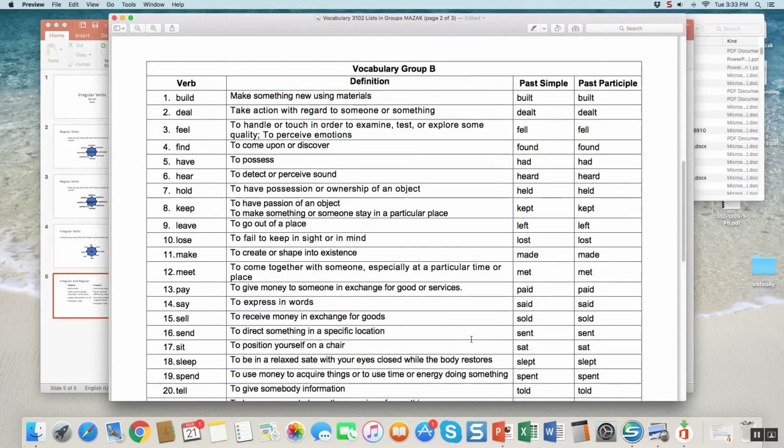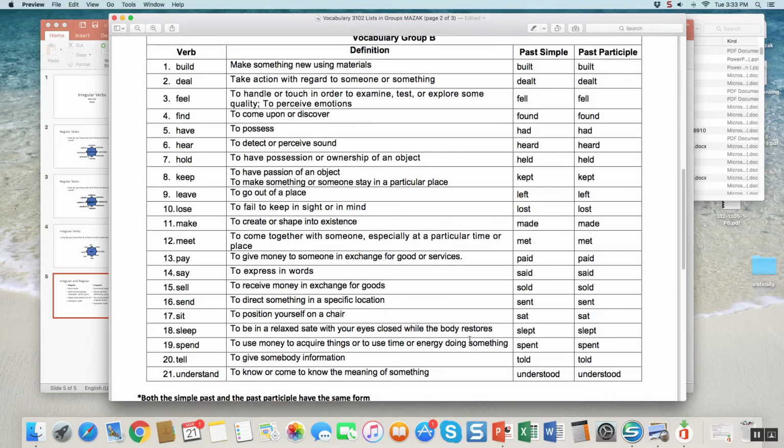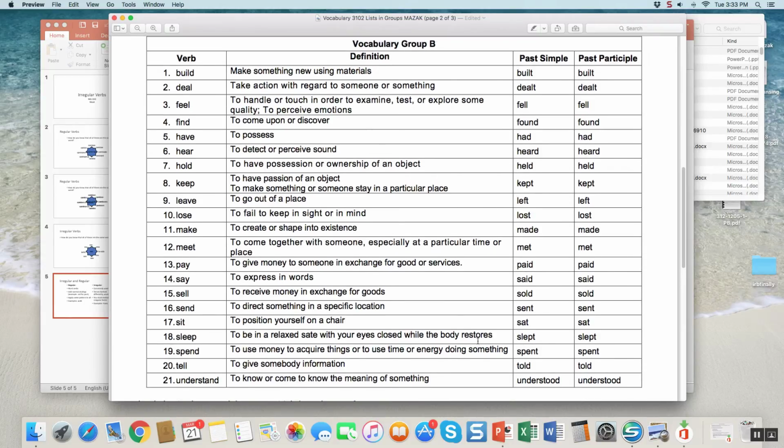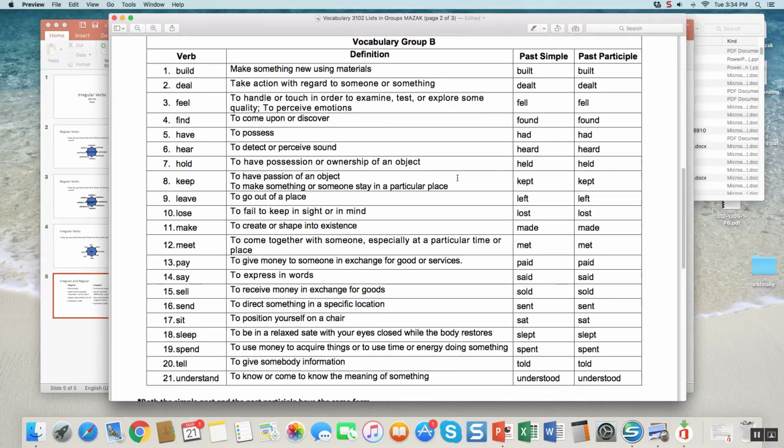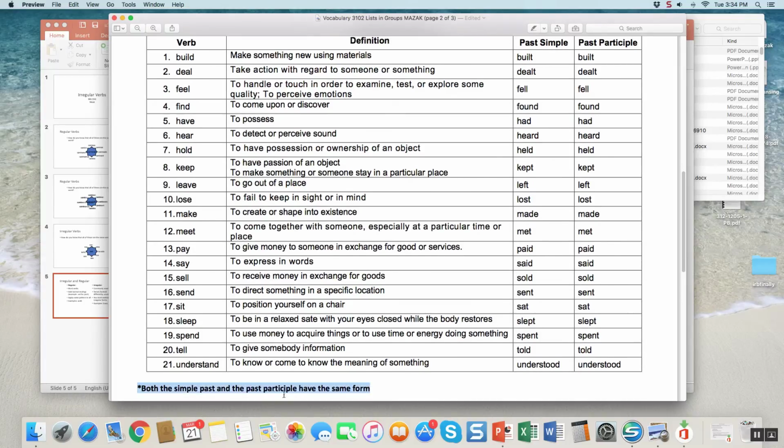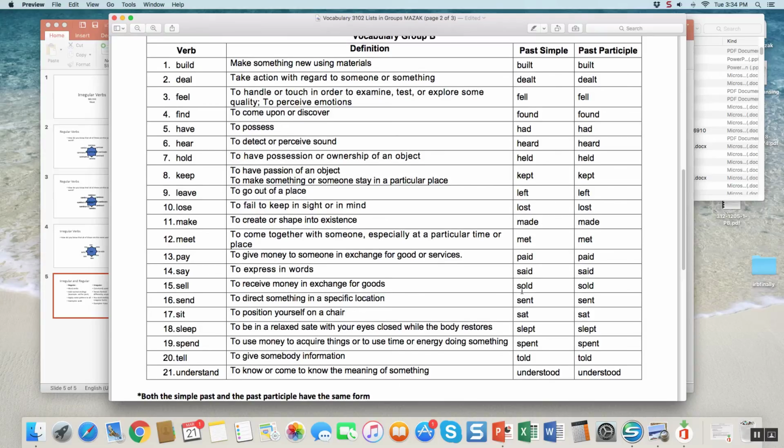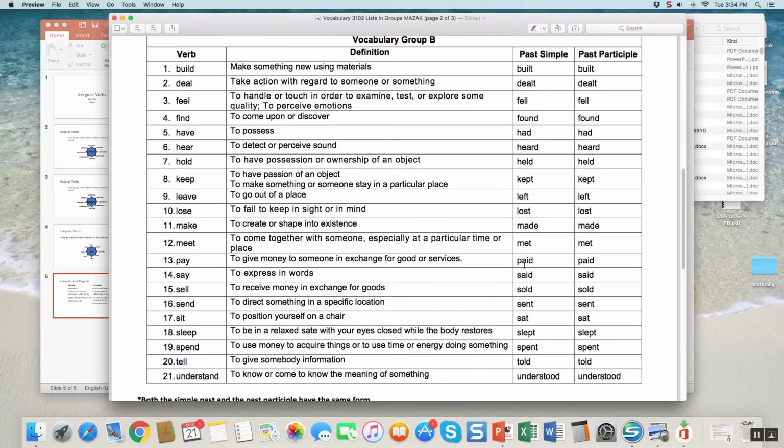Let's review group B. Group B has a different pattern. Okay, so if you look over here, we have build, built, built. Deal, past simple is dealt, past participle is dealt. Feel, we have felt. Find, found, and found. So if you look here, both the simple past and the past participle have the same forms in this list. It makes it a little bit easier to memorize things from group B.